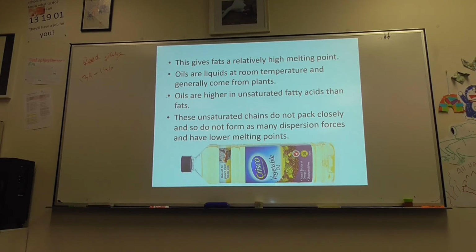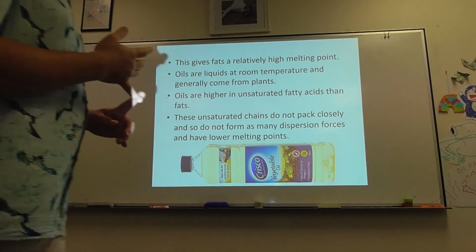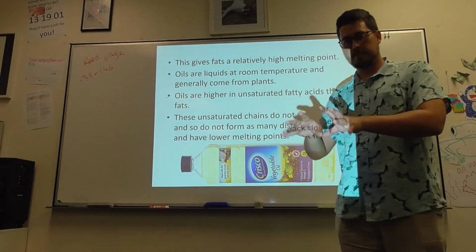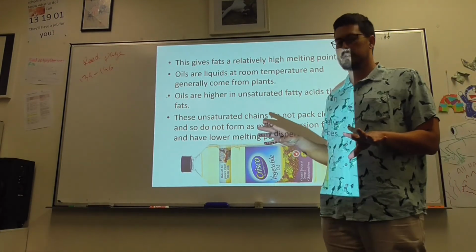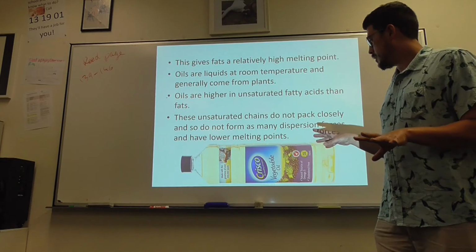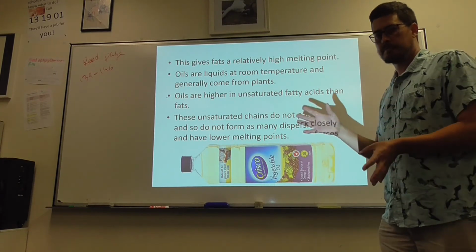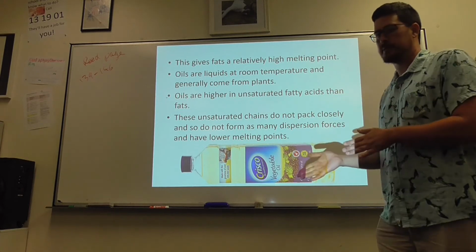Oils are liquids at room temperature because they've got areas of unsaturation. So, double and triple bonds are at a molecular level quite stiff. They're not flexible like the single bonds, what we saw in the previous picture. And they sort of bend the chains, but they don't allow them to come back and lie flat.